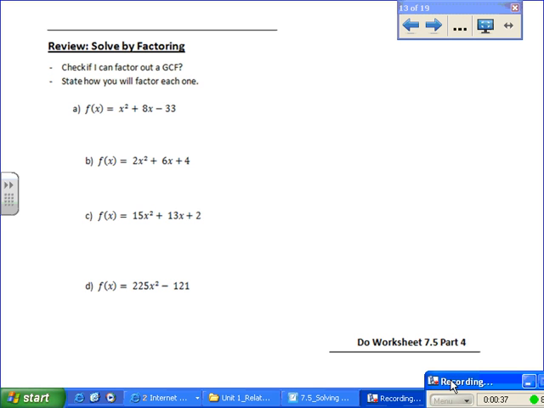So what method will I use to factor it? Okay, so that's all I'm doing here. It's just doing a quick review. So you can see here, we're looking at your 7.5 notes. And this is part 4 of your 7.5 notes, right at the end, the last page.